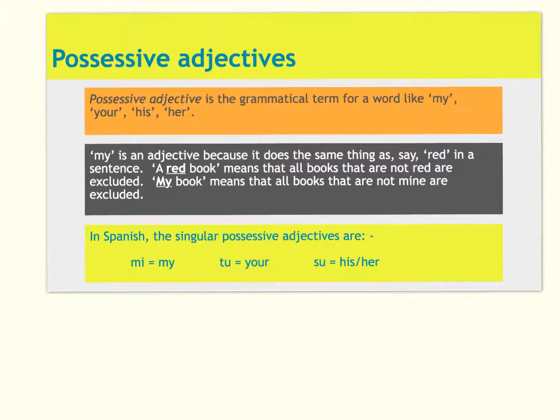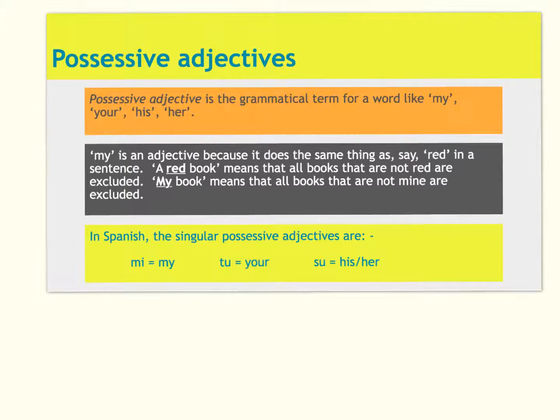Possessive adjectives is the technical term for words like my, your, his or her. In this box here we can see an explanation of why these words are adjectives, which may not be immediately obvious. They're possessive, obviously, because they indicate that something belongs to somebody, that it is a possession.